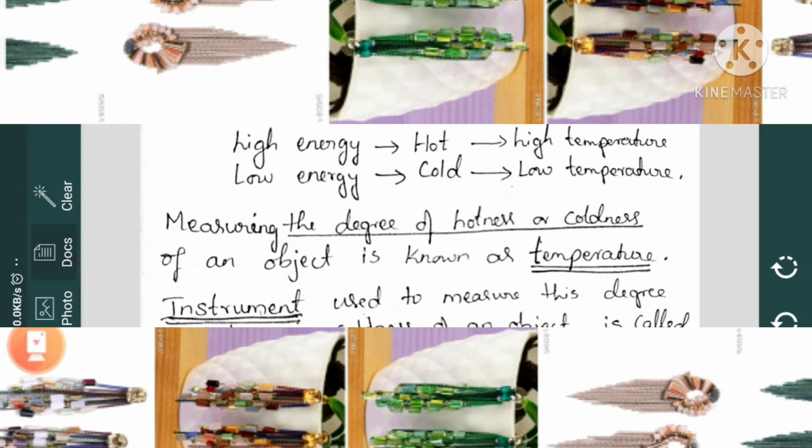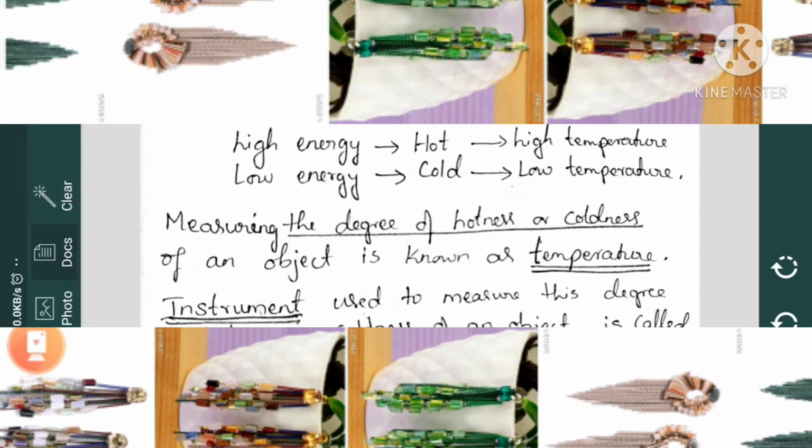In the same way, when it is positive temperature it is high temperature, and when it is negative temperature it is low temperature. When it is high temperature it will be hot, and during low temperature it will be cold. So measuring this degree of hotness or coldness of an object is known as temperature. Different objects have different degrees of hotness and coldness, when we measure using the thermometer.